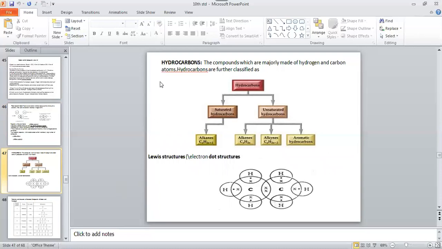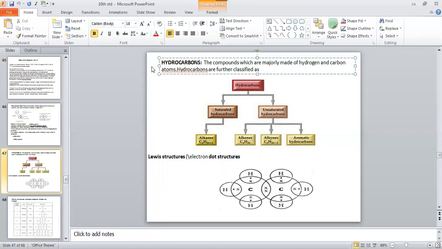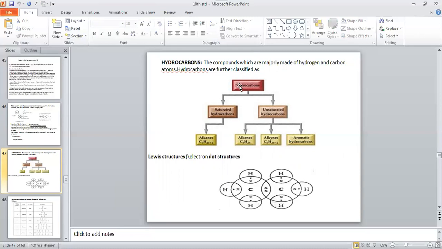An important type of carbon compounds is hydrocarbons. From the name, hydrocarbon consists of hydrogen and carbon atoms. So compounds which are majorly made up of hydrogen and carbon atoms are called hydrocarbons. Hydrocarbons are further divided into two types, saturated hydrocarbons and unsaturated hydrocarbons. Saturated hydrocarbon contains carbon-carbon single bond, and unsaturated hydrocarbon contains carbon-carbon double bond, triple bond or ring type of structure containing single and double bonds in alternate positions.